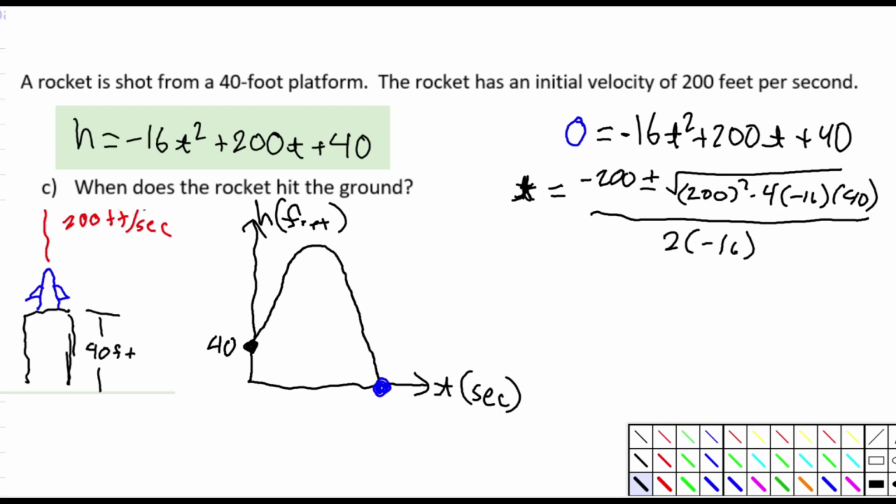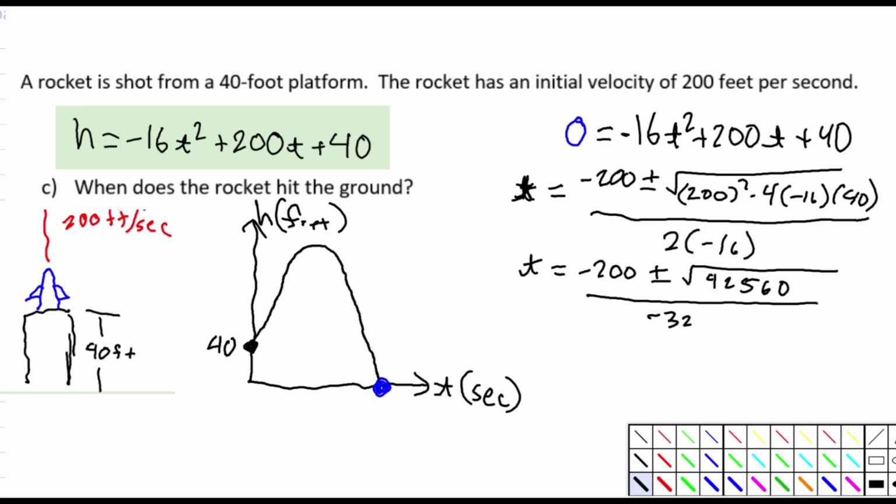So I'll simplify it real quick, just one step. So this simplified is going to be negative 200 plus or minus the square root of, it looks like, 42,560, all of this divided by -32. And now here I'm just going to go straight to Desmos and type this in and see what it gives me for an answer.